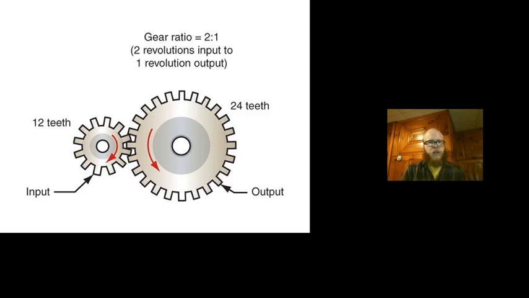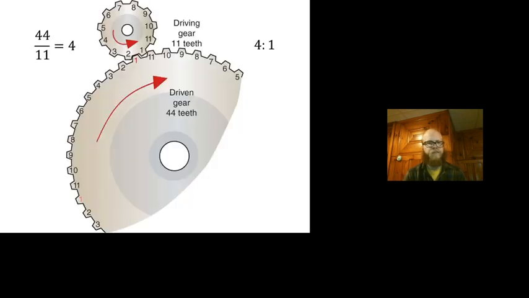Here's a 2-to-1 ratio. So that was my output has 24 teeth. My input has 12 teeth. So 24 over 12 equals 2. Not too hard for math as far as all that goes, right? So driven over drive. And this one has a 4-to-1 gear ratio. They were nice and they counted the teeth for us. 44 teeth on our driven member, 11 teeth on our driving member. So a 4-to-1. These are all underdrive ratios right now.